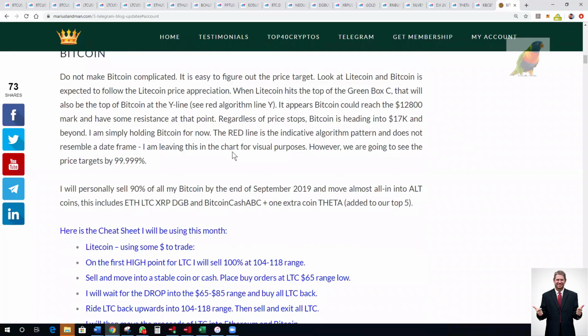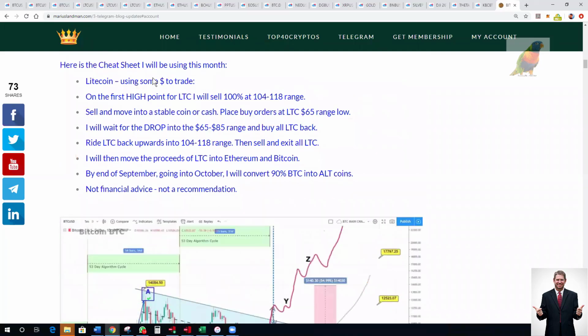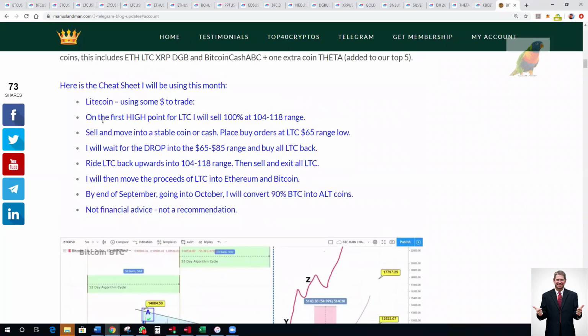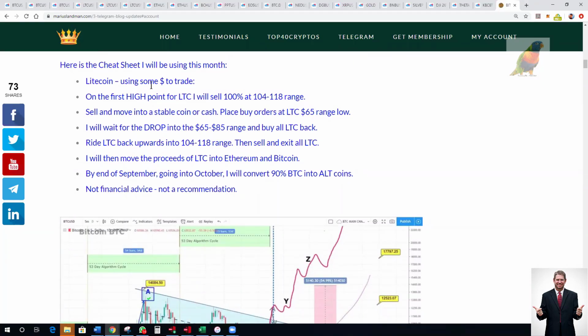And then we go into Bitcoin, and we have a little bit of a cheat sheet here. One guy said to me that he's confused. He was confused, so that should make sure nobody else is confused. This is a cheat sheet that I am using. Now, what I'm saying is Litecoin, using some dollars to trade, not the entire stash. Maybe you can use $1,000, $2,000, $5,000, depending on how much money you have.